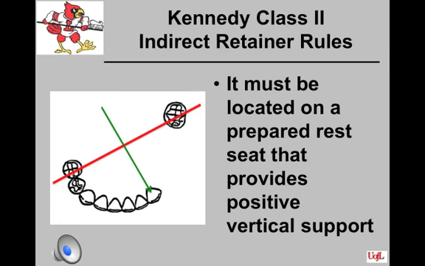An indirect retainer must be located on a prepared rest seat that provides positive vertical support. When the partial wants to rotate around the fulcrum line, the rest engages the tooth in such a manner that it will not allow the abutment tooth to reposition itself toward the facial under pressure.